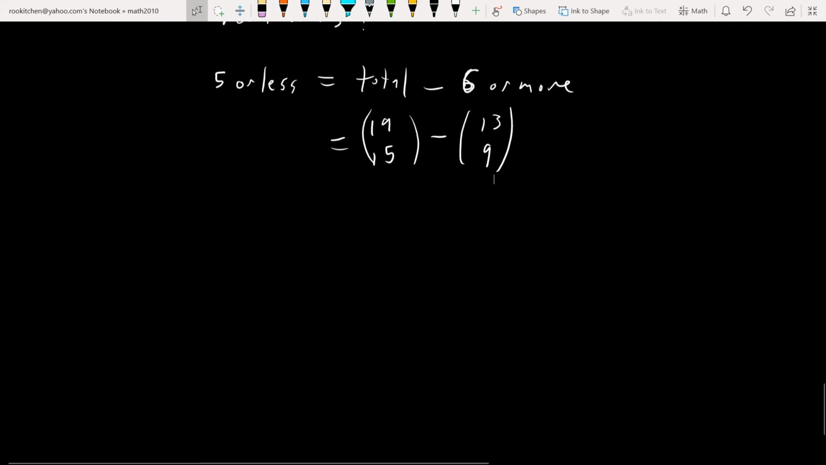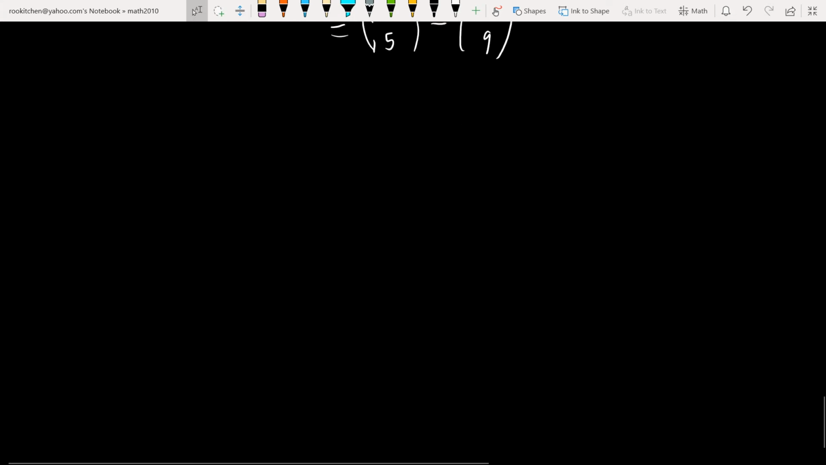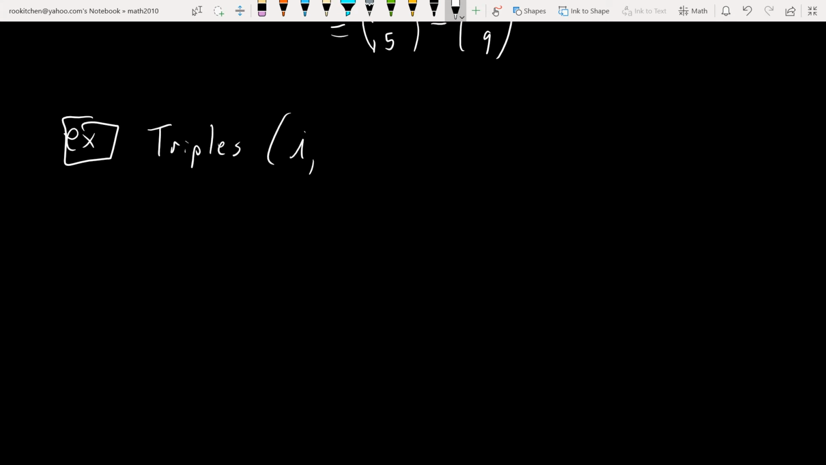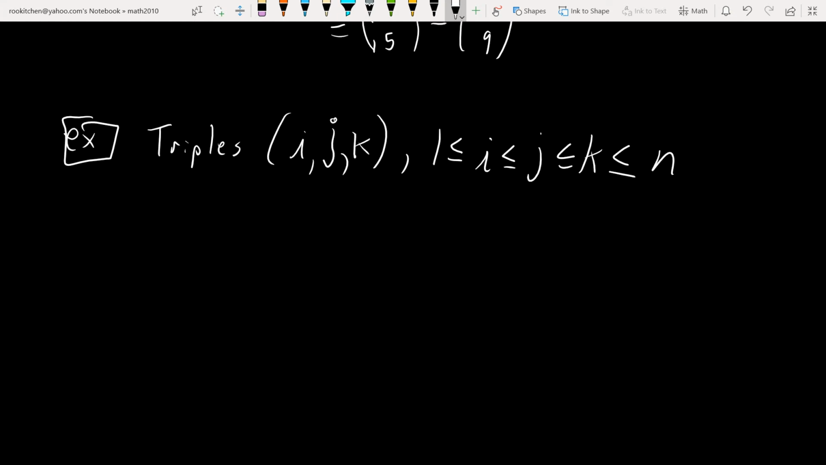Okay, other types of problems. Figuring out the number of ordered triples. So we want to know the number of triples that are just lists of 3 elements, I, J, K, where I is greater than or equal to 1, and then I is less than or equal to the next number, and then J is less than or equal to the next number, and we presume that the last number is less than or equal to some number, we'll say n.